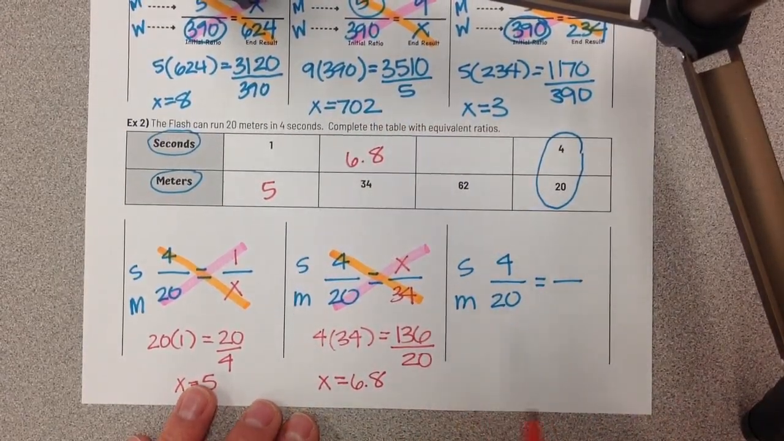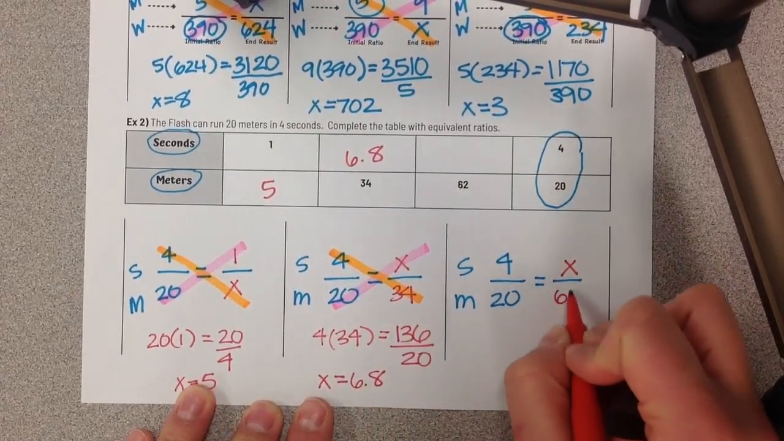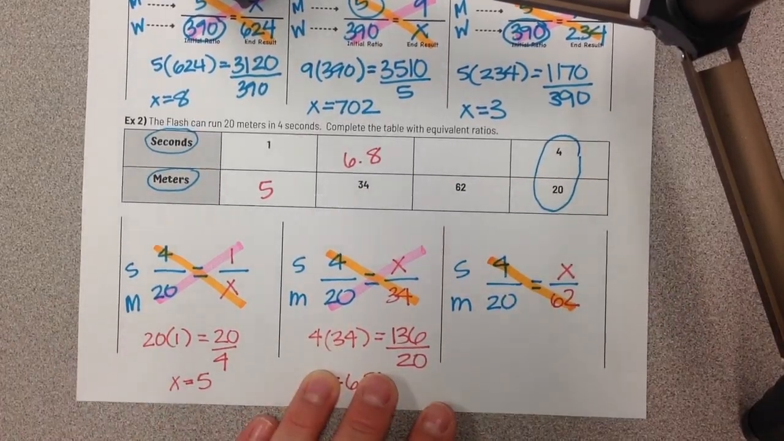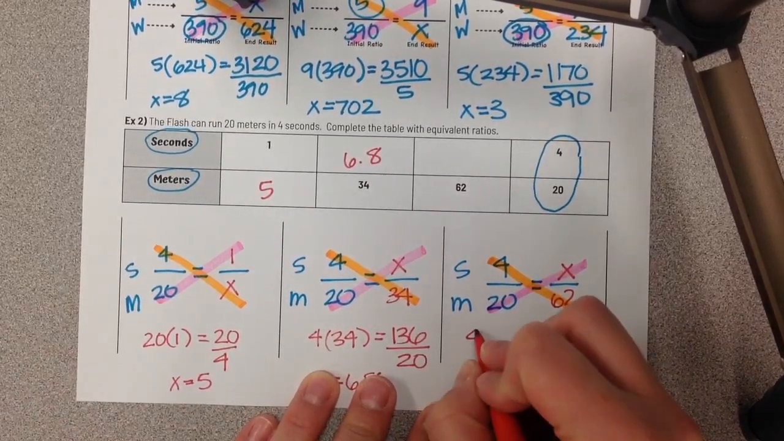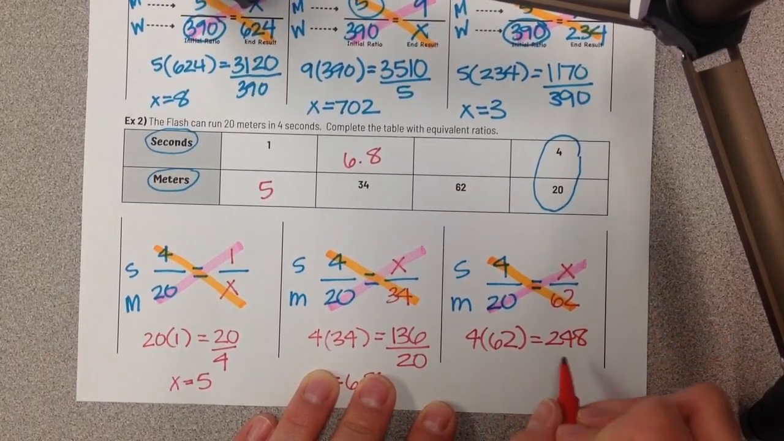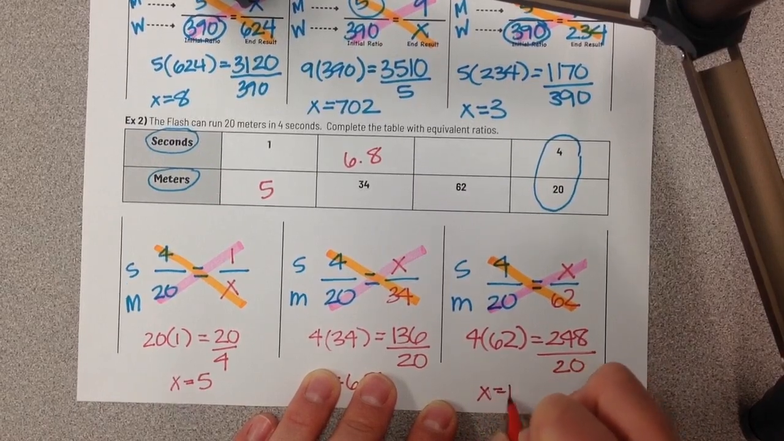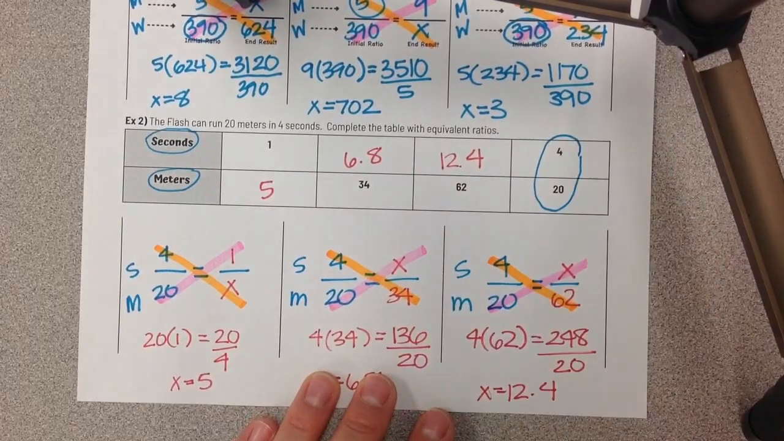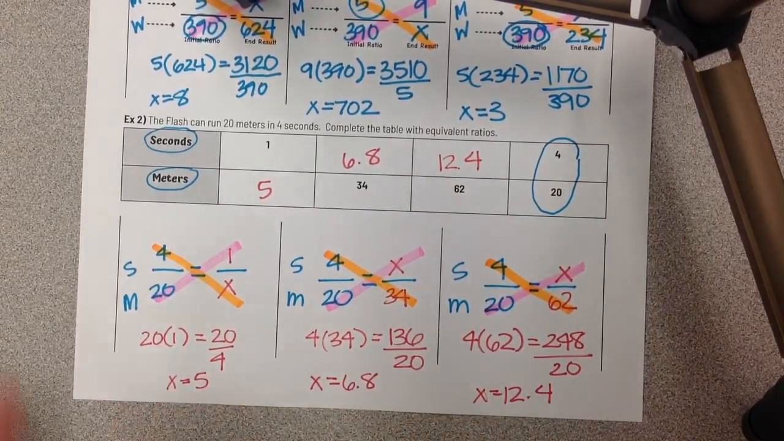Third column, I don't know how many seconds. I'm solving for seconds again, and I have 62 meters. So how many seconds would it take the Flash to run 62 meters? 4 times 62 equals 248. I'm going to divide by 20 because it's across from my variable. And x equals 12.4. So it takes 12.4 seconds for the Flash to run 62 meters. Now my table's filled in with all of the equivalent ratios.